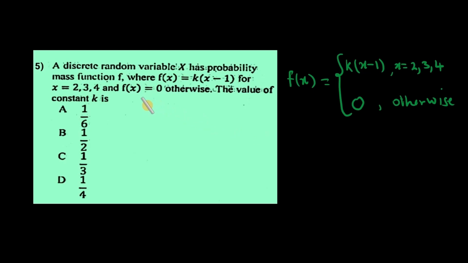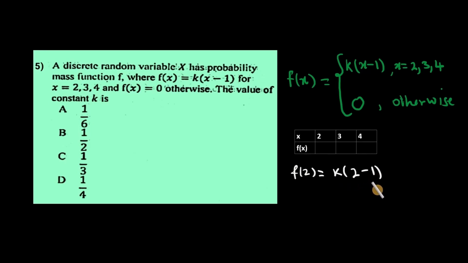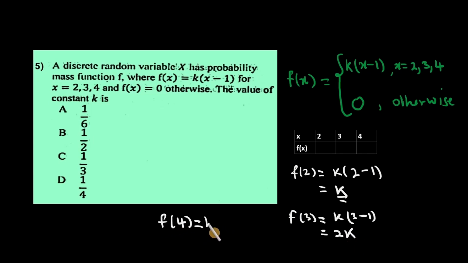The second step, we will bring out a table with the values of x and the corresponding values of f of x. A table like this, where here we have 2, 3 and 4 as given in the equation. Now f of 2 is equal to k into 2 minus 1. 2 minus 1 is 1. That's k times 1, which is k. f of 3 is equal to k into 3 minus 1. 3 minus 1 is 2. k times 2 is 2k. f of 4 is equal to k into 4 minus 1. 4 minus 1 is 3. That means f of 4 is 3k. So here we have k, here 2k, and here 3k.